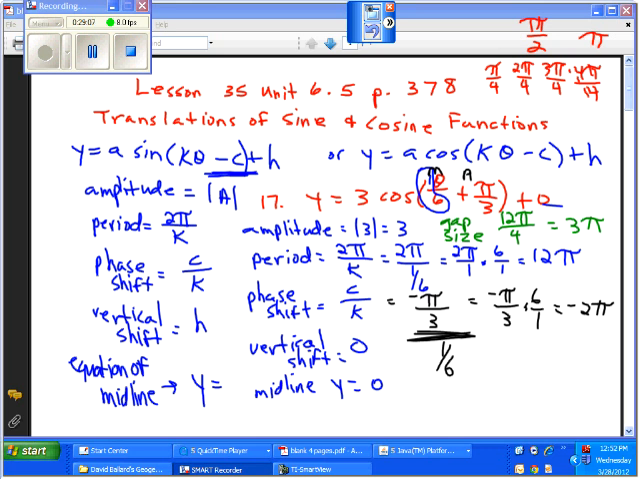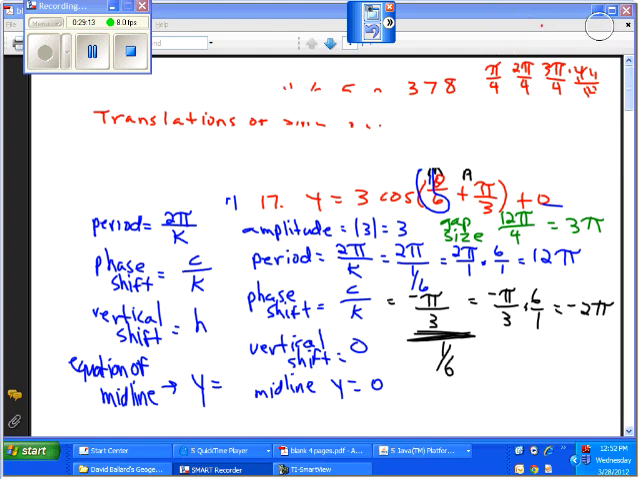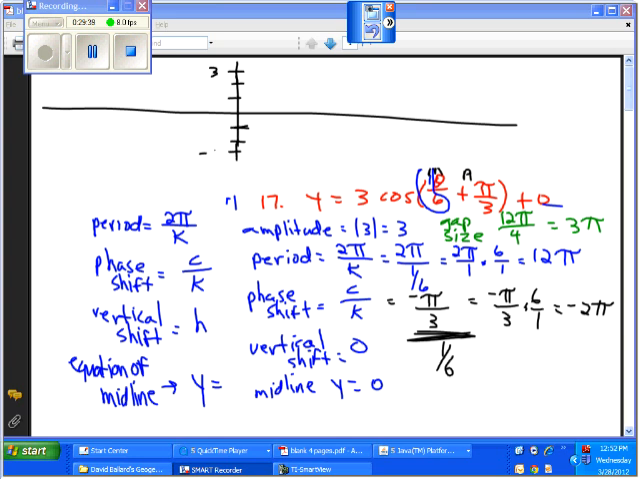All right, we have to have a place to graph. Let's try to make a place to graph here. All right, my midline stayed the same. I'm going to start right here. Your amplitude is 3, 1, 2, 3, negative 3. So we took care of the amplitude. We've got our midline of y equals 0. It didn't shift up or down.